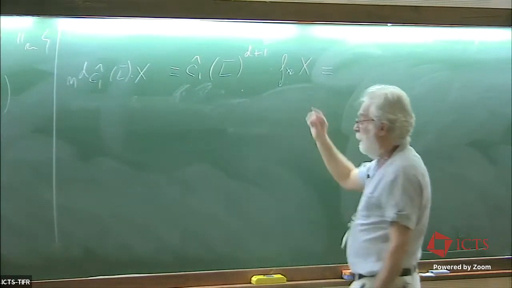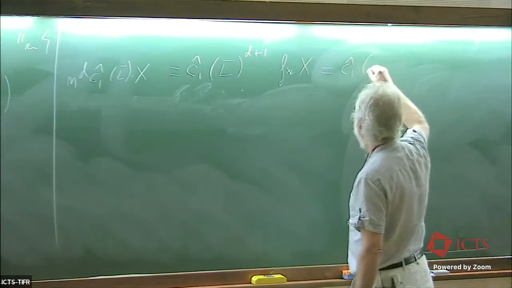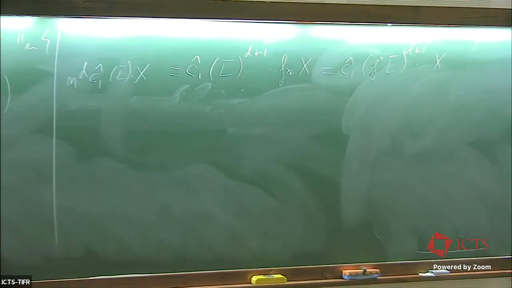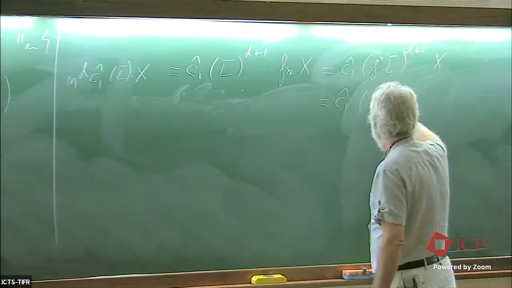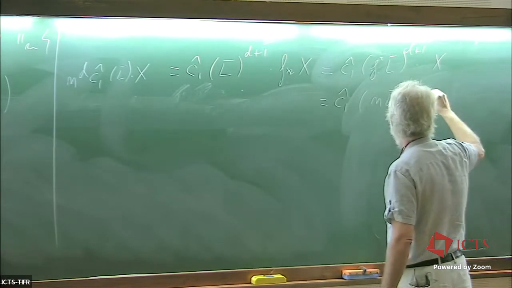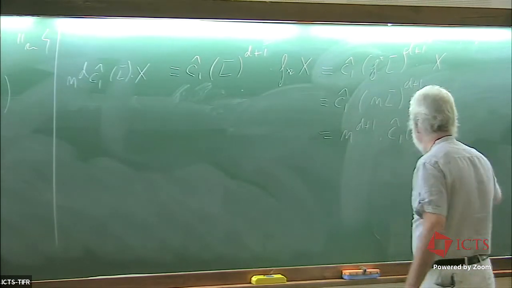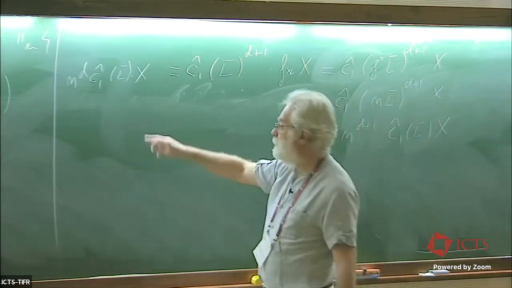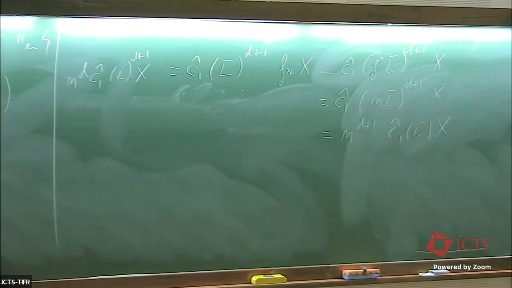On the other hand, this arithmetic intersection product satisfies the projection formula, which means that this is equal to ĉ1(f^*L̄)^{d+1} · X. But now what we know is that f^*L̄ is isomorphic to L̄^n. So this is equal to n^{d+1} ĉ1(L̄)^{d+1} · X. And since we were assuming that n is bigger than 1, the only way that this equation can be true is that ĉ1(L̄)^{d+1} has to be equal to 0.